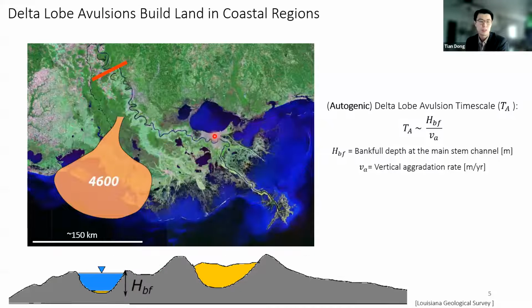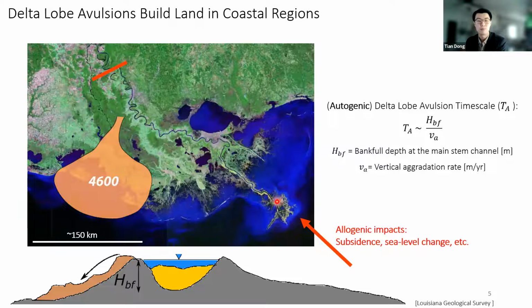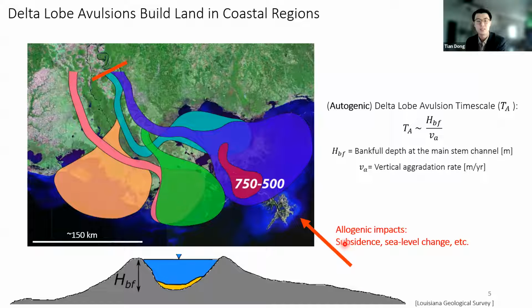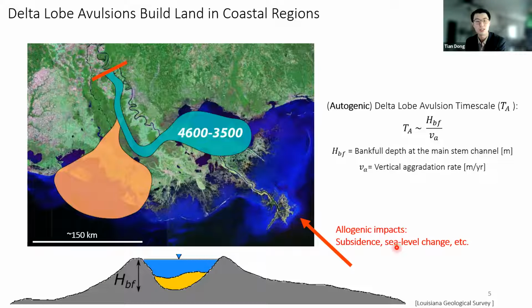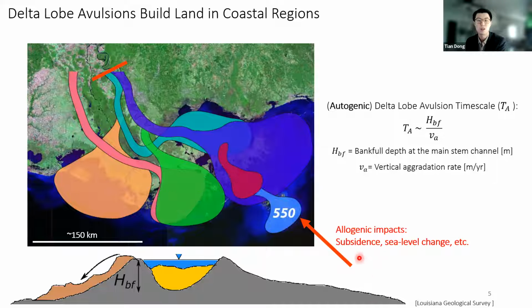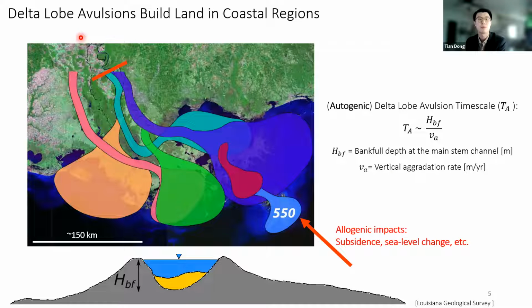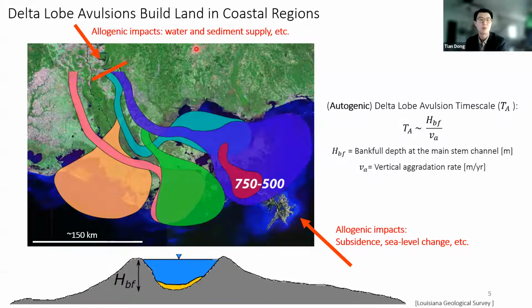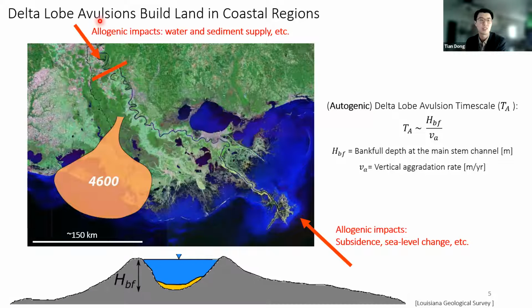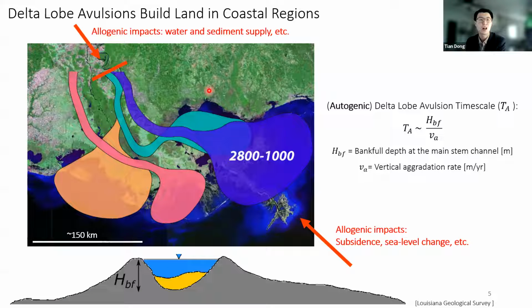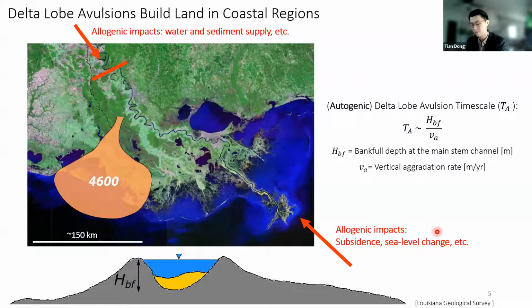And deltas also experience external impacts coming from the downstream. For example, subsidence can occur from both compaction and tectonics, as well as sea level change. We term these the allogenic impacts, the external impacts. And this impact can also come from the upstream, such as varying water and sediment supply driven by climate or tectonic change in the source area. And these allogenic impacts can also modify the delta lobe avulsion timescale.